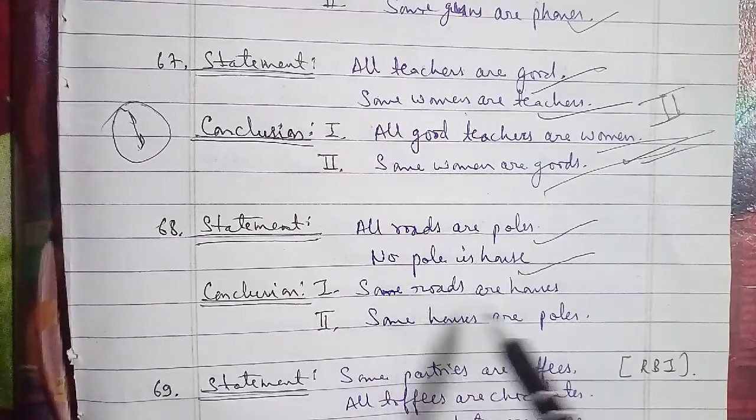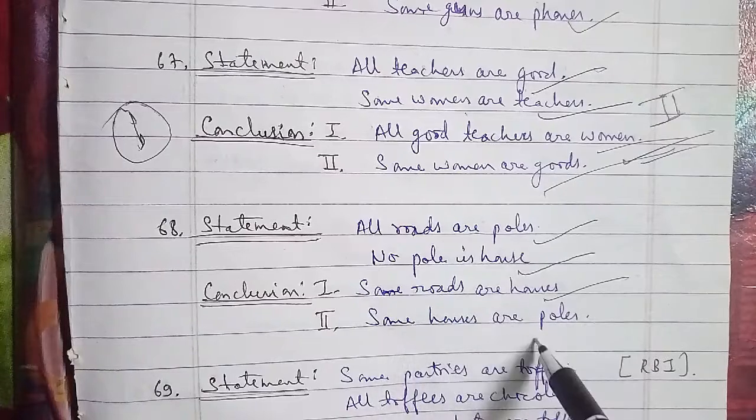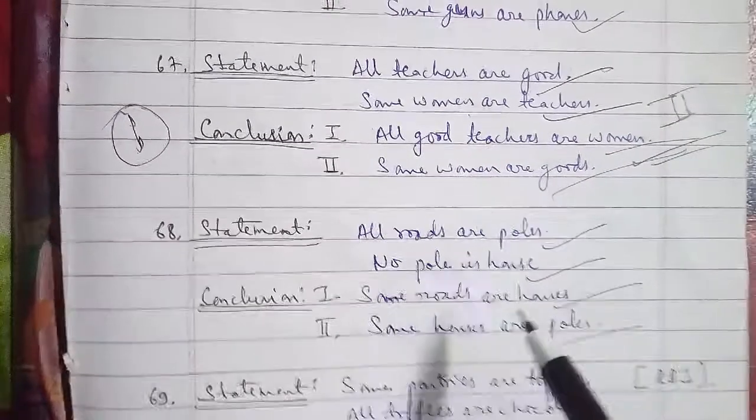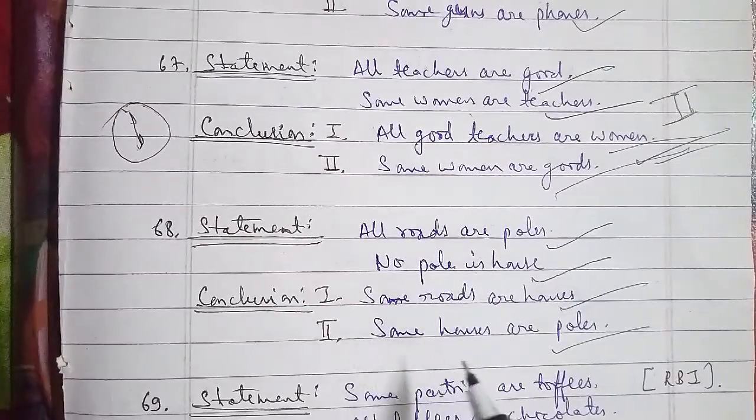The conclusions they had given you: some chocolates are toffees, and some toffees are not pastries.